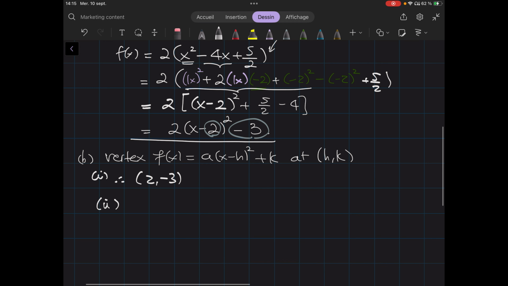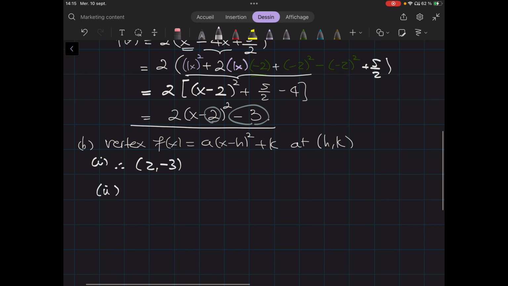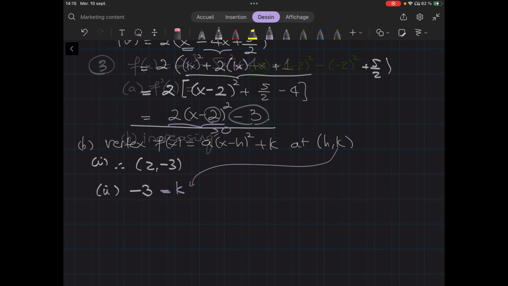Two, write down the minimum value of f. So the minimum of f is negative 3 because 2 times x minus 2 squared is greater or equal to 0. Therefore, f of x has to be greater or equal to negative 3. In other words, your k value.